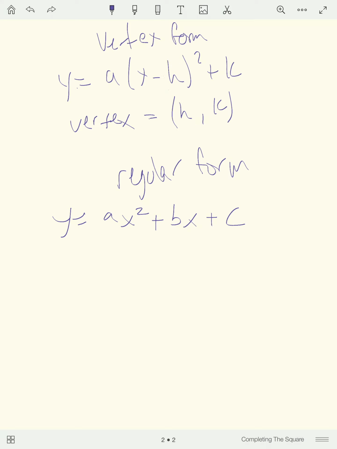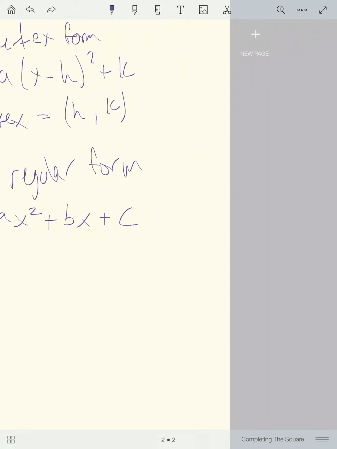So now, vertex form we cannot get from our regular form of the polynomials. So completing the square is how we take a polynomial in regular form and put it into vertex form. So I have 4 examples of completing the square, increasing in difficulty. And I'm going to walk you through all of them.